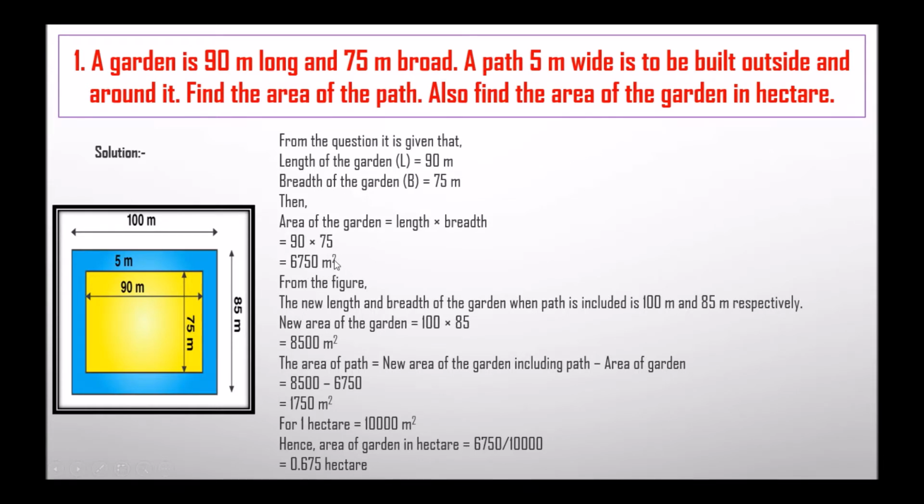6750 meters square. Now the new length and breadth of the garden when path is included are 100 meter and 85 meter respectively. So new area of garden is 100 into 85, that is 8500 meters square. Area of path equals new area of garden including path minus area of garden, that is 8500 minus 6750, so 1750 meter square. For 1 hectare equals 10,000 meters square, hence area of garden in hectare equals 6750 upon 10,000, that is 0.675 hectare.